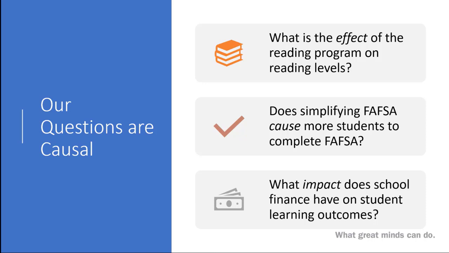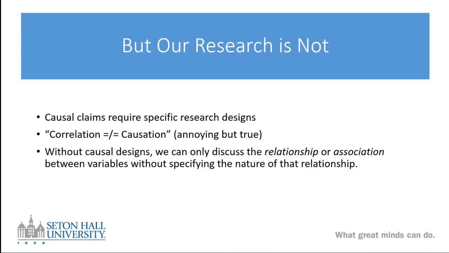And now for my second bold claim. Even though our questions are causal, our research is not. So we have to use specific methodological approaches to make causal claims, which we very often do not. Right? So for those of you who have taken intermediate statistics, multiple regressions can tell us there is a relationship or is an association between variables. And those are words that don't have causal connotations. Those are words that are okay to use when you don't have a causal design.